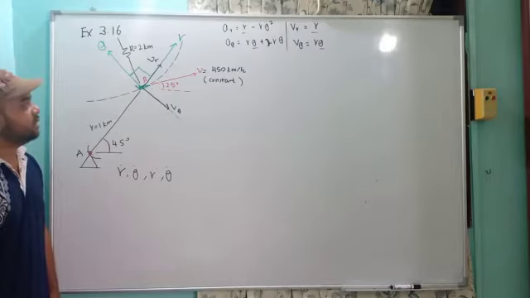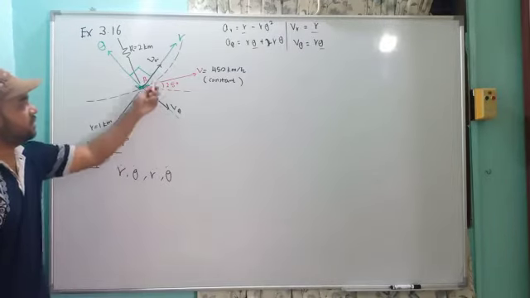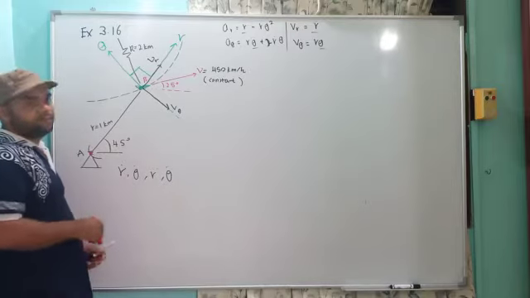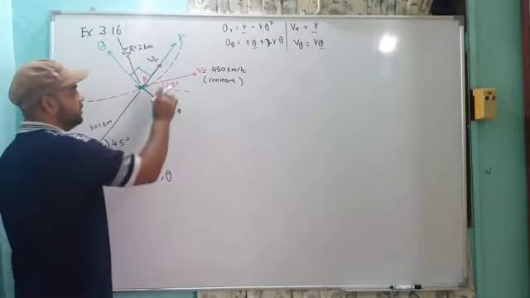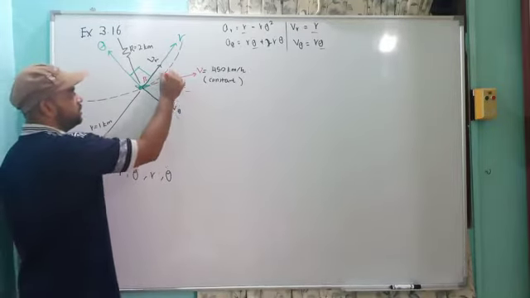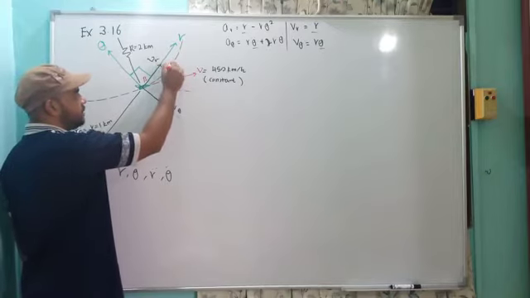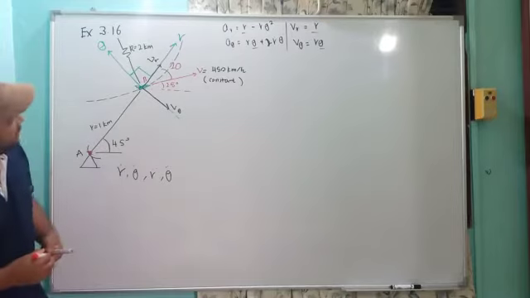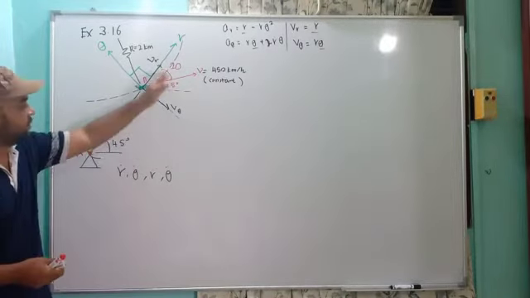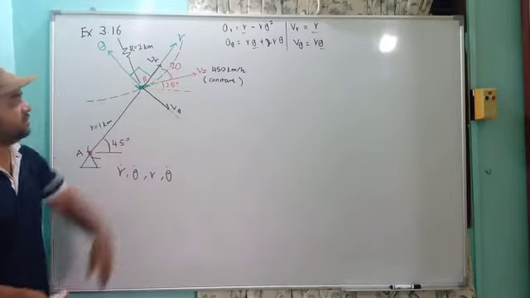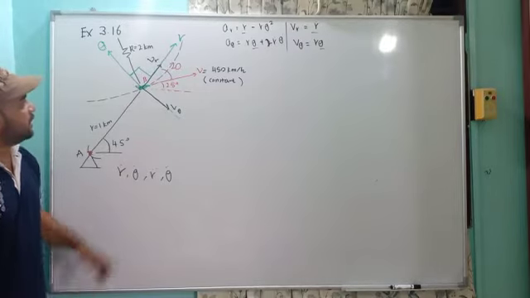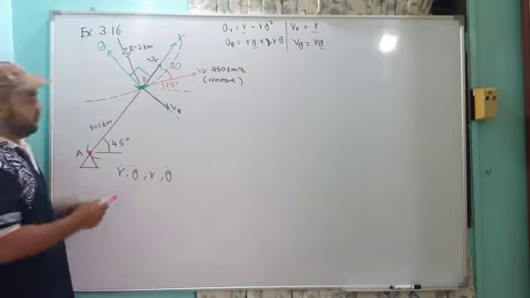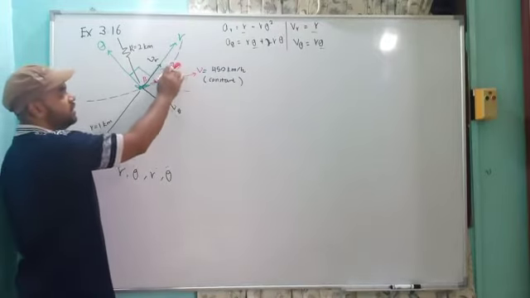Okay, so now you can resolve this one into VR and V theta. The angle here is 45, so 25 have been used here, which leaves another 20. We have 45, 25 and 20 there. Now you have VR and V theta. From this V, I'm using 20 degrees to the R.